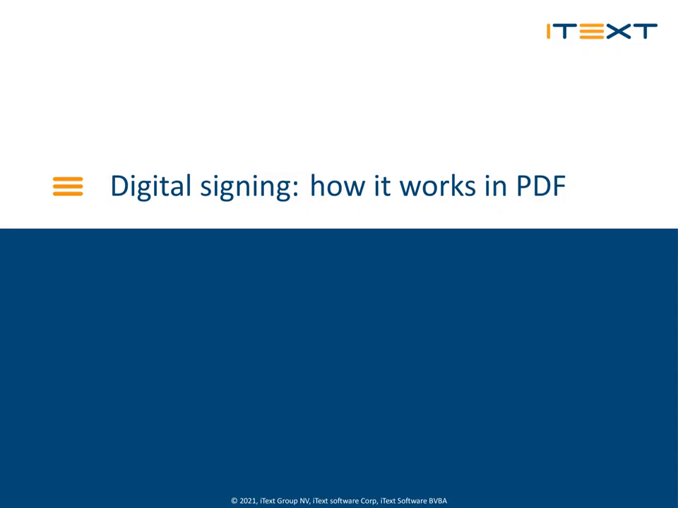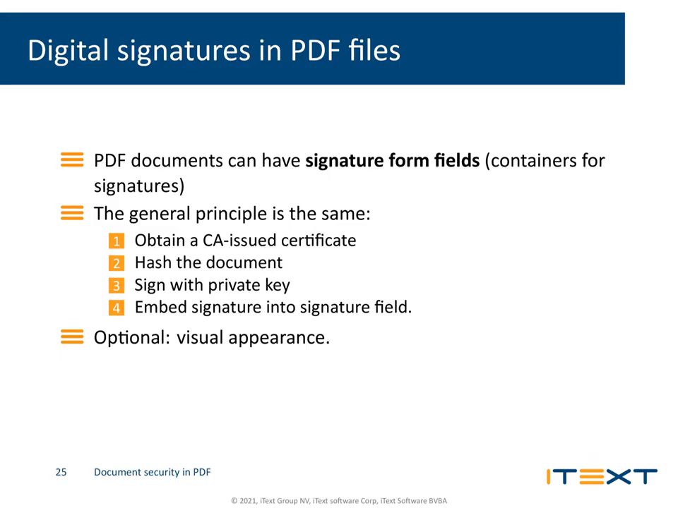Having reviewed the basics of digital signing in the abstract, let's take another closer look at how this actually works in the context of PDF files. As you probably know, PDF files can contain forms with various form fields, and one of the types of form field is a signature form field. These are basically containers for signatures, if you want. Other than that, the general principle is exactly the same as what we just discussed.